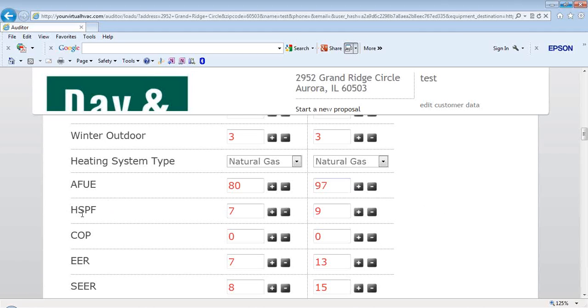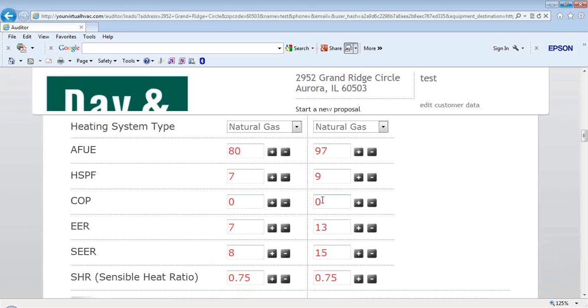HSPF is heating seasonal performance factor related to the heat pump. I didn't pick heat pump up here, so this is really irrelevant, so I don't have to do anything with that. COP goes with the heat pump also. Since I didn't pick a heat pump, it doesn't matter. And then the SEER and EER for the cooling system.